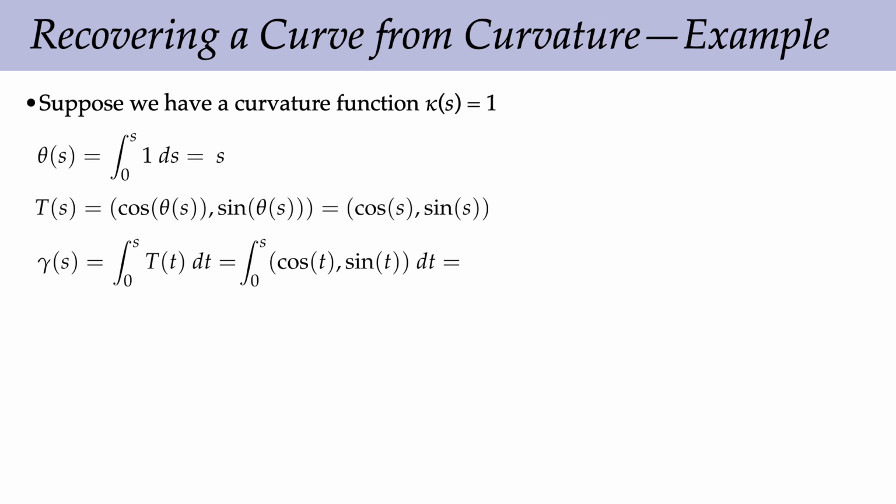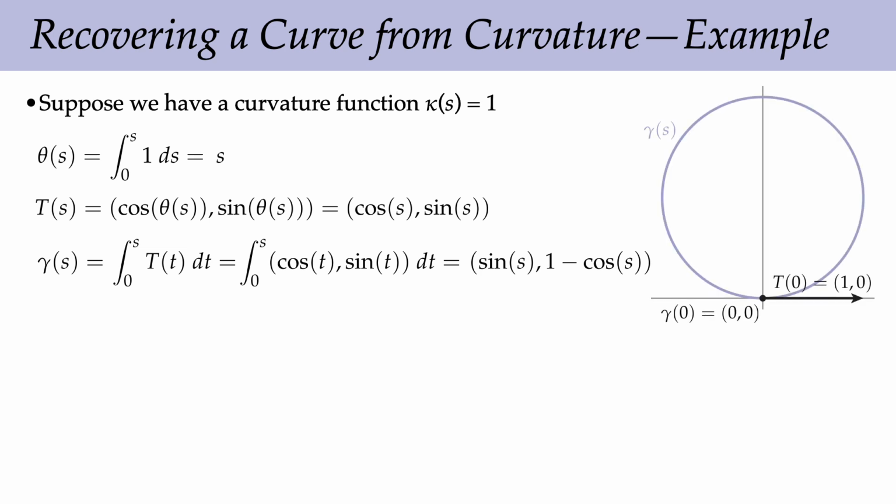Okay? If you remember some basic calculus, you know that that is equal to actually sine of s and 1 minus cosine of s. So if we plot this curve, it's a circle, maybe not quite the one you imagined, right? It's been translated away from the origin, and we're starting at a kind of non-standard place. Okay, but you probably had a good sense of what the curve looked like, that it was circular just from the description of its curvature.